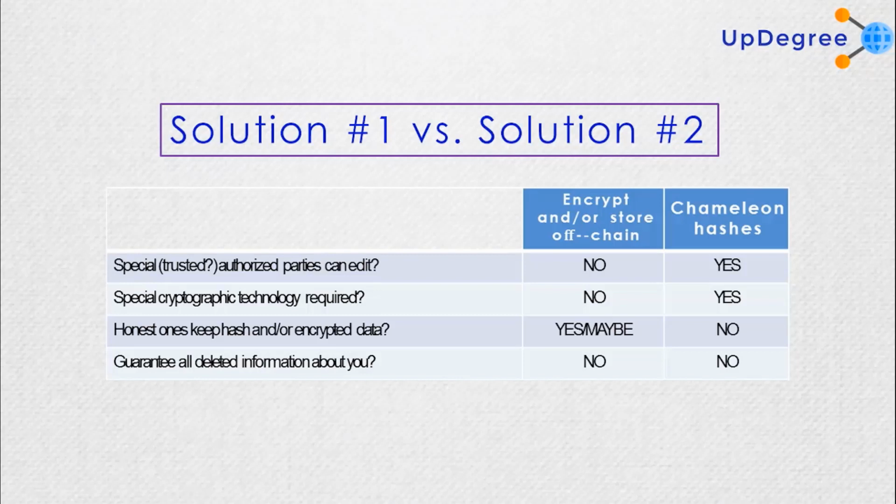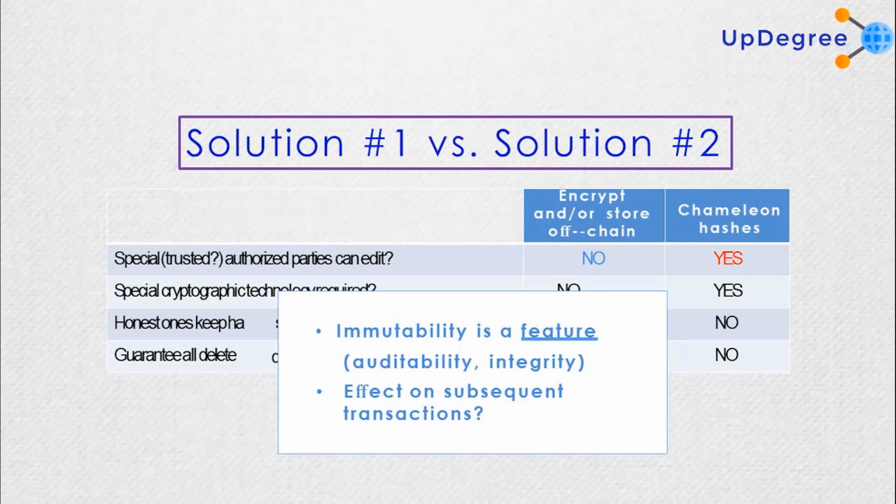Special cryptographic technology, chameleon required. Honest and encrypted data, you don't need a chameleon to do that. And guarantee all deleted information, you cannot guarantee anything. So basically you're trying to do an encryption hashing technology with off-chain and chameleon hashes. It's one of the popular solutions that exists in the market. And just giving a crude example of how we can encrypt or use chameleon hashes to answer these four or five questions, chameleon comes with immutability as a feature.